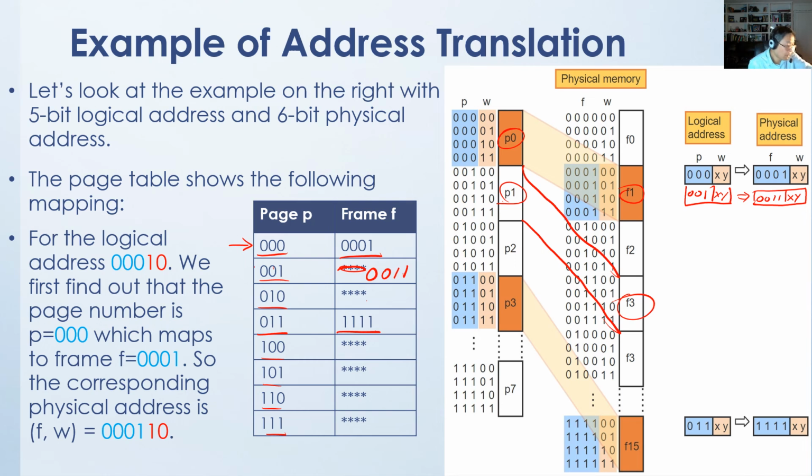Okay. So that means the logical address 0010. First, we look at the page table. 00 maps to 0001. Okay. So this is a map to this. And then the offset is 10. So then I just simply put the offset over here. So this one is going to map to this address. So it's pretty straightforward, right? Yeah, it just maps to this.